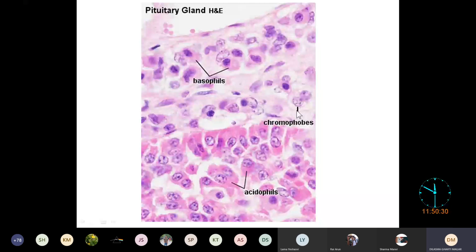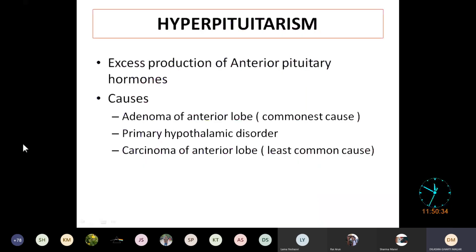So now we'll come to hyperpituitarism. Do you have any idea what hyperpituitarism means? Whenever there is increased production of the pituitary hormones, mainly the anterior pituitary, that is known as hyperpituitarism. Whenever there is less production of these hormones, that is known as hypopituitarism. So now we'll talk about hyperpituitarism. It means there is excess production of the anterior pituitary hormones, and it can be because of various causes.